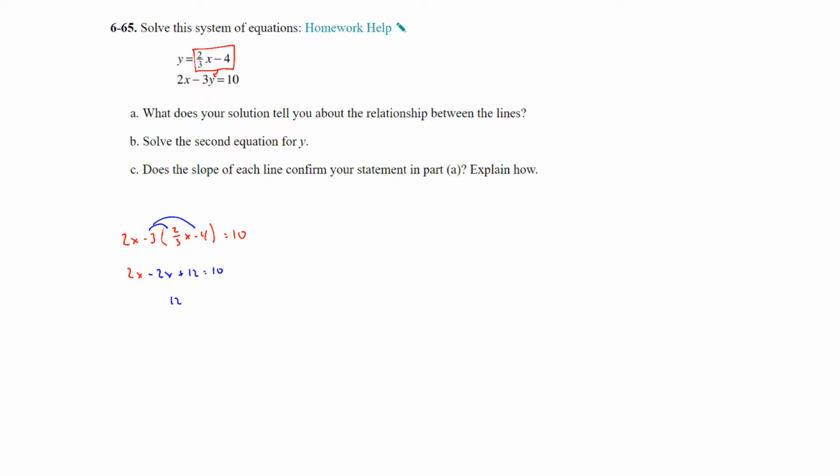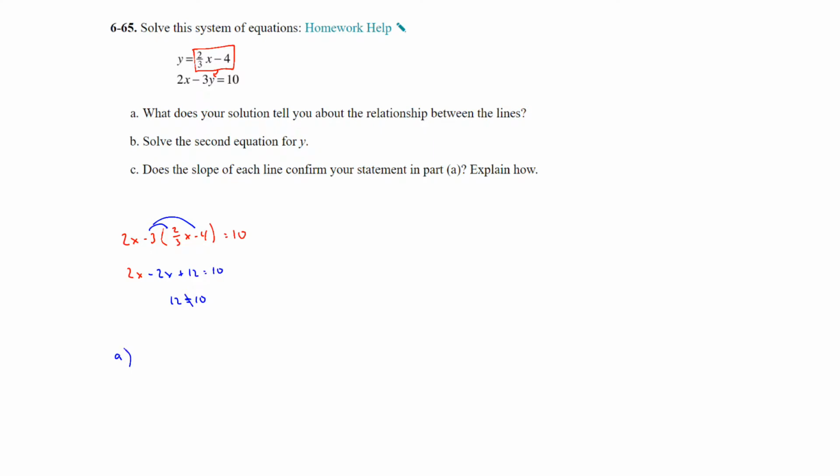So the x's cancel, and you get 12 is equal to 10. But 12 is not equal to 10, and you are trying to solve for x, so something happened here. Let's go ahead and look at part A, B, and C and see what we can do to address this. A, what does your solution tell you about the relationship between the lines?